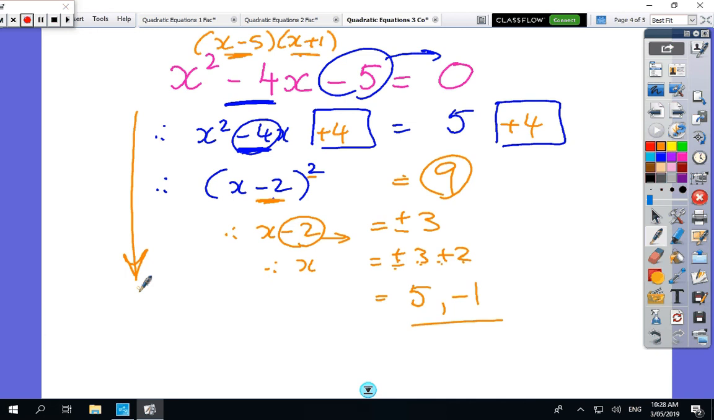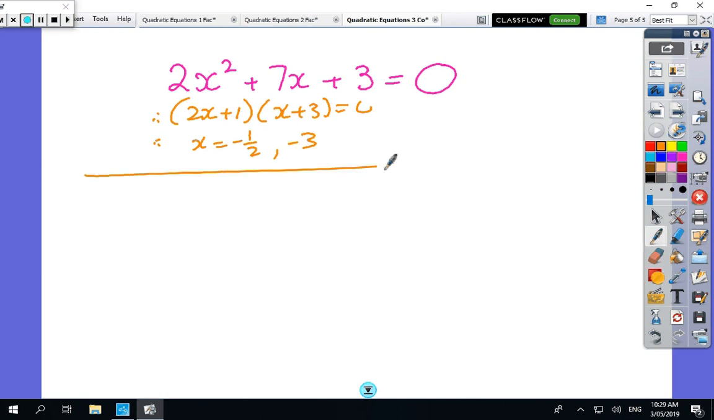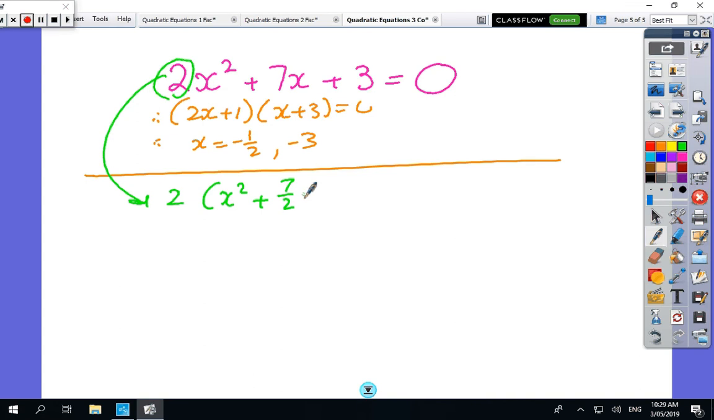Okay, copy that and come across, and we'll do a non-monic. We've already done this in one of the earlier videos. So the answers are (2x plus 1)(x plus 3). So we know the answers, if we're using other techniques, were those two answers. So let's try with the completing the square method. Because there's the 2 out the front, we've got to take the 2, and we've got x squared plus half of 7, which is 7 on 2, plus half of 3, which is 3 on 2, equals 0. So that's the first step.